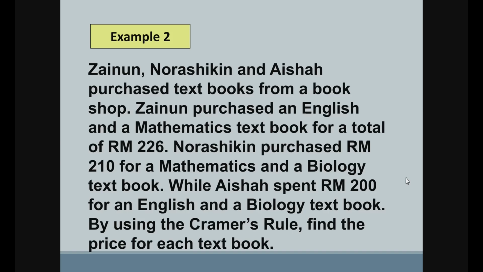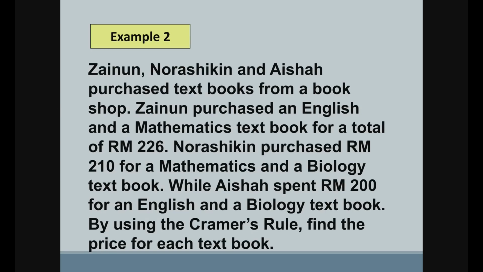In example 2, Zainun, Ashikin, and Aisha purchased textbooks from a bookshop. Zainun purchased an English and a mathematics textbook for a total of 226 ringgit. Nur Ashikin spent 210 ringgit for a mathematics and biology textbook, while Aisha spent RM200 for an English and a biology textbook. By using Cramer's rule, find the price of each textbook. We need to simplify this long story to a table.